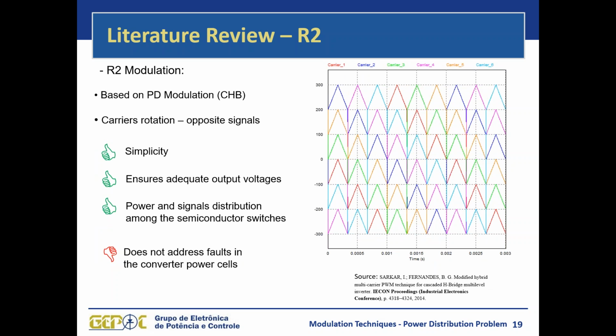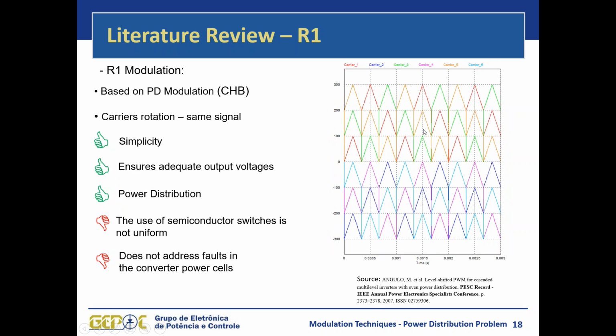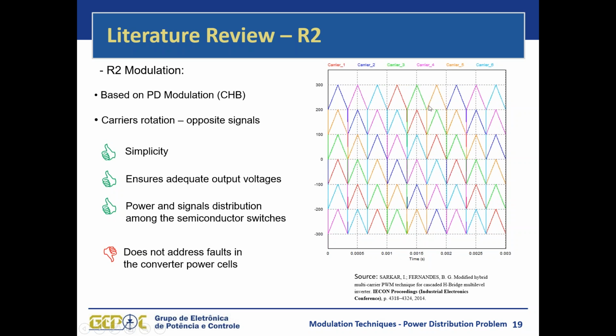Another important work here is presented in this other reference, and we see that the concept of rotating the carriers is extended, in the sense that the carriers are rotated both for the upper carriers and the lower carriers. So we can see, for example, this blue carrier. In the first period, it's in this level, then it goes down to the other level, and so on and so forth until the end of the period.